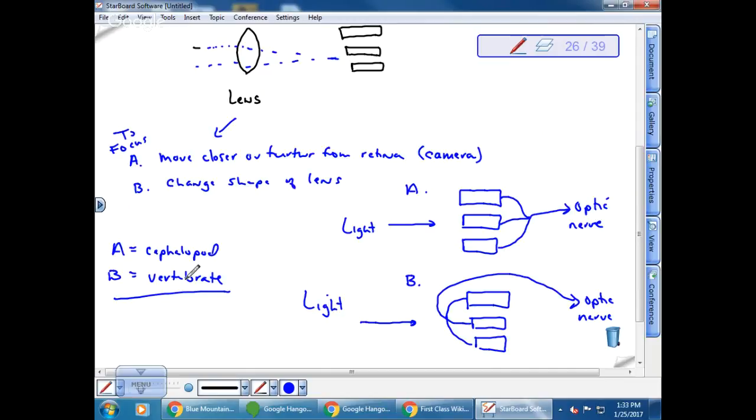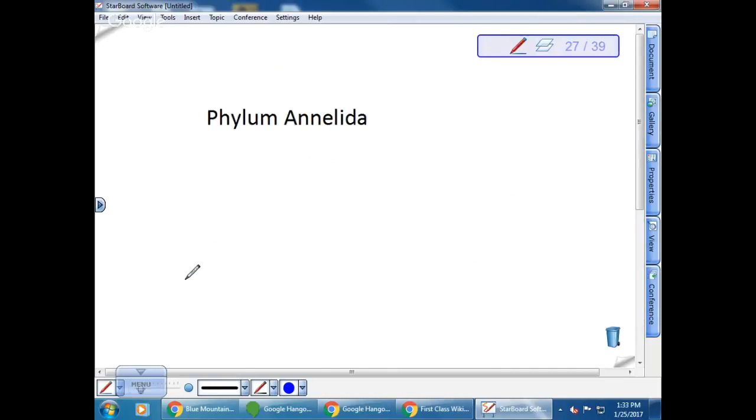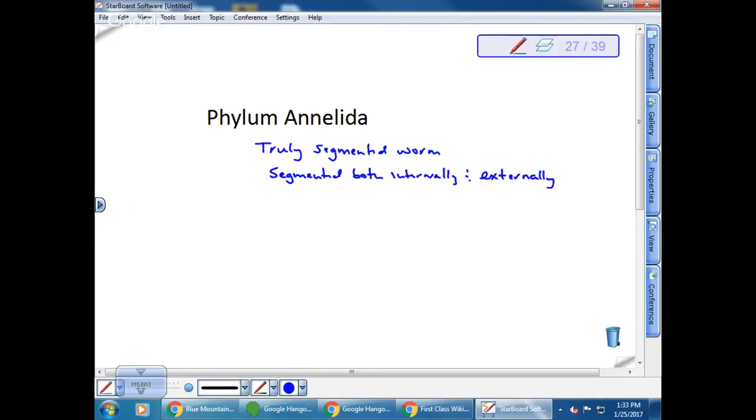Okay, so we have just one more group that we're going to talk about. Okay, so phylum Annelida. These are the truly segmented worms. And they are segmented both internally and externally. That says internally. And so I want to show you, if I just showed you a segmented worm, this would include earthworms. And I'm going to draw some thin segments, and I'm going to draw some thicker segments. Okay, so there's my segmented piece of my segmented worm.